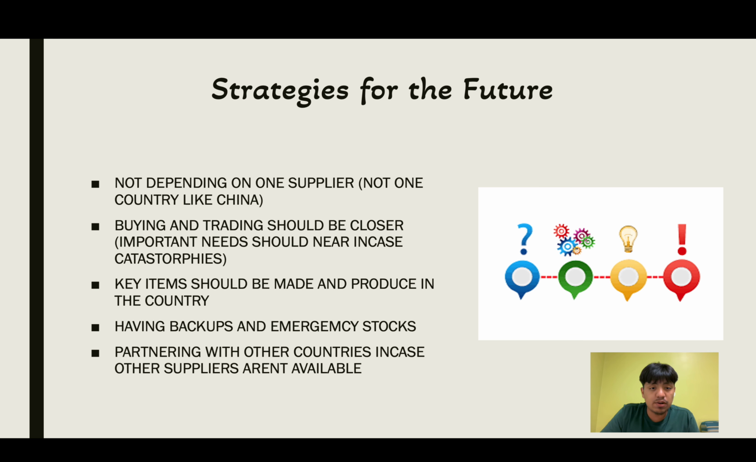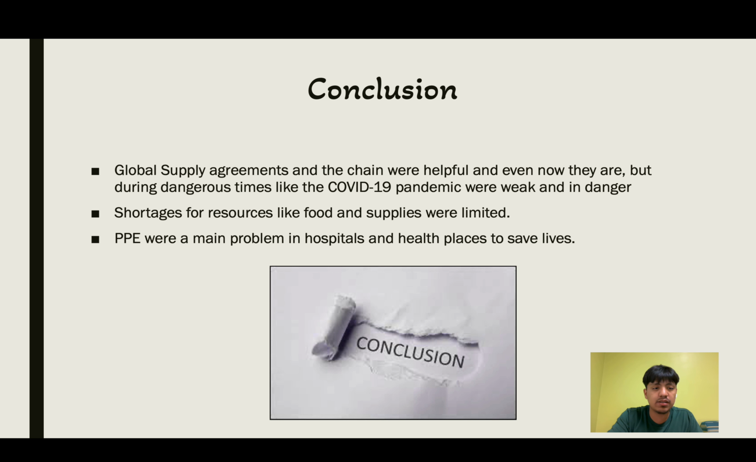Another strategy is partnering with other countries in case other supplies aren't available, meaning the same example with China and the US. If China's not available, there should be another country the US should think of or depend on, somewhere near, to be more helpful and more accessible.